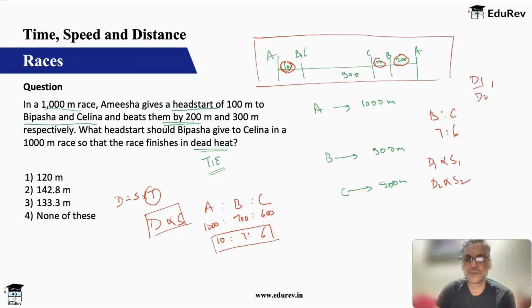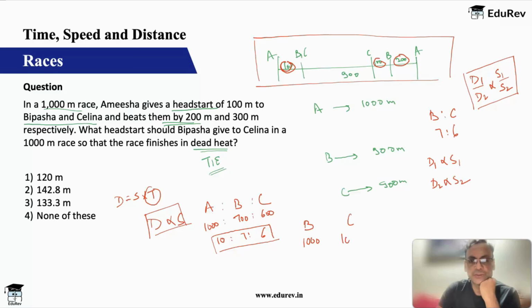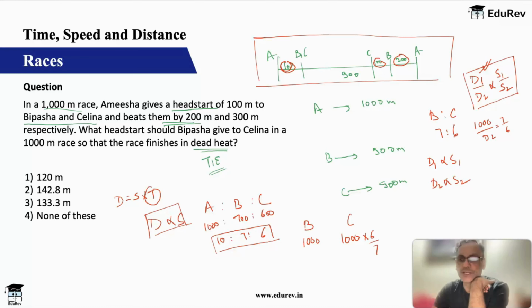So now when Bipasha does 1000 meters, look at this, Bipasha and Selina. When Bipasha does 1000 meters, Selina will do 1000 into 6 by 7. Here D1 is for Bipasha and 2 is for Selina. So 1000 upon D2 is 7 by 6. So D2 is equal to 1000 into 6 by 7.